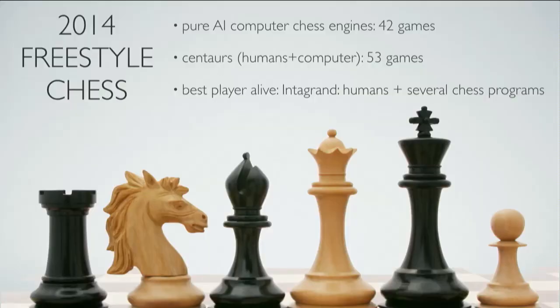All right, so you look at 2014, who won? Well, the pure AI computer alone won 42 games. The hybrid, humans and computers, won 53 games. And these humans were amateurs. These were not grandmasters. So the interaction of humans and the computer algorithms were the best players in the world. And currently, the best player alive is called Integran, and it's a bunch of humans with several chess programs. All right?